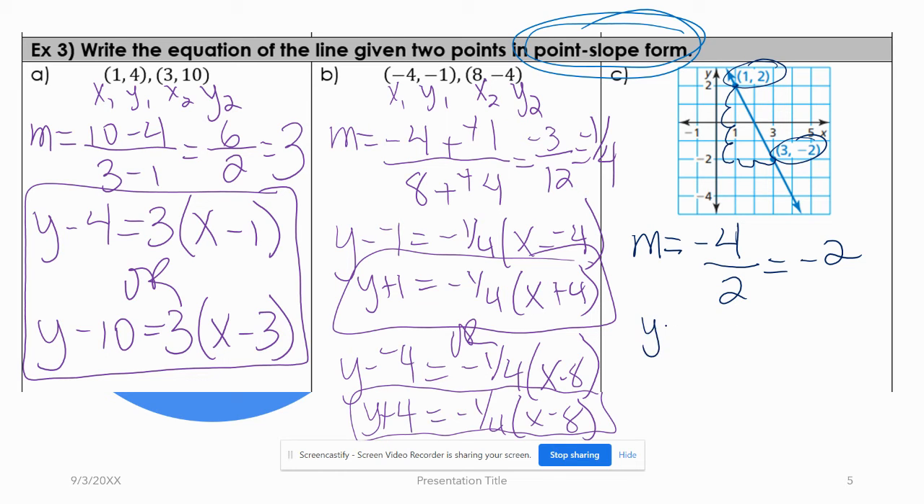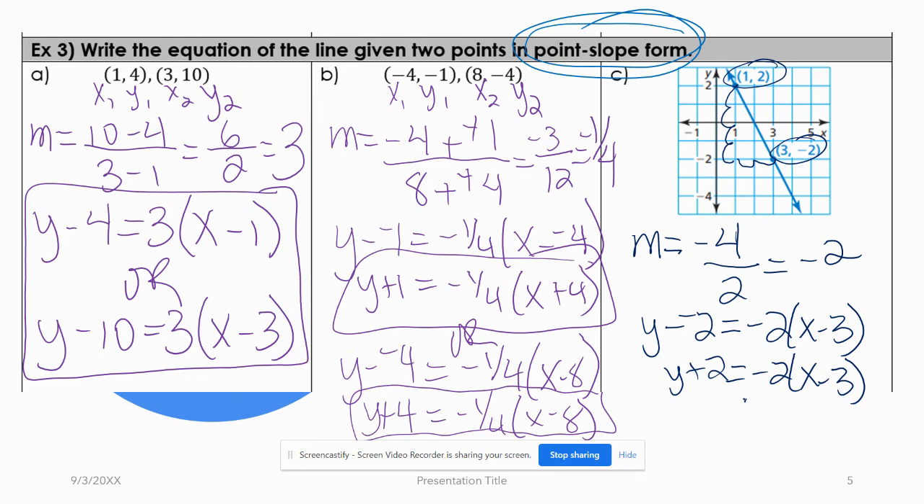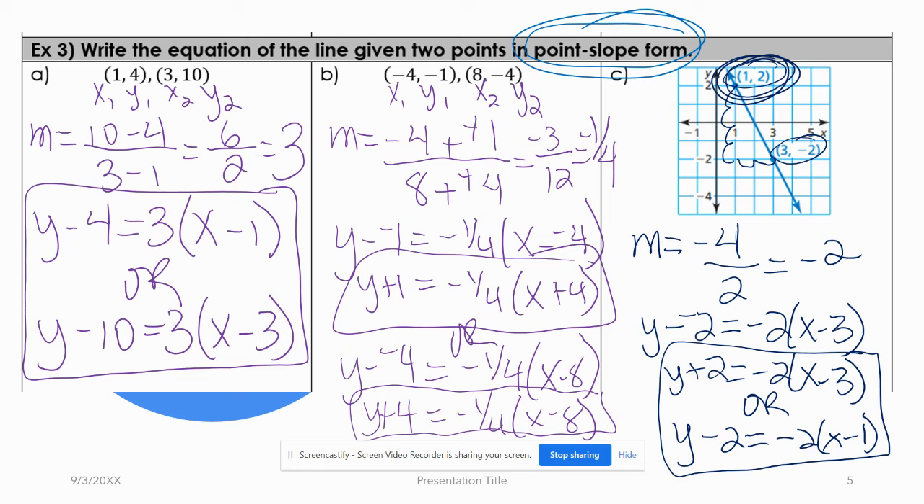One of our equations then can be y minus -2 is equal to -2 times x minus 3. Clean up that, add the opposite, and it'd be y plus 2 is -2 times x minus 3. Or we can use this top ordered pair, y minus 2 is equal to -2 times x minus 1. So either one of those would be correct and acceptable as your answer.